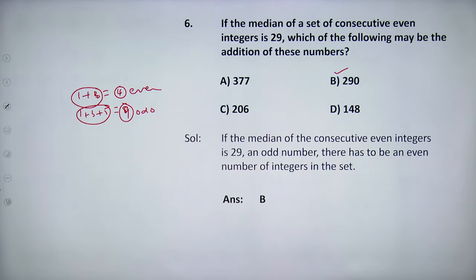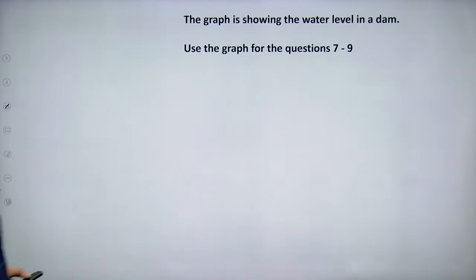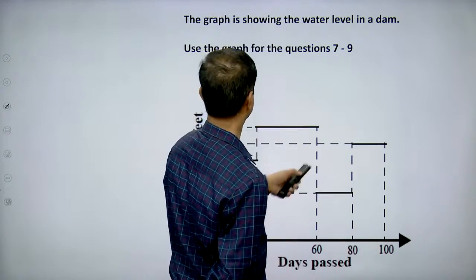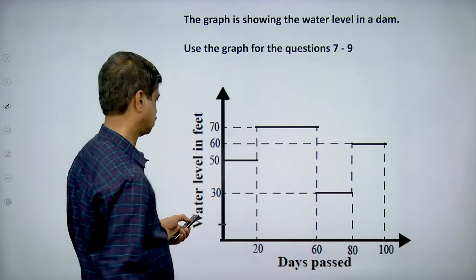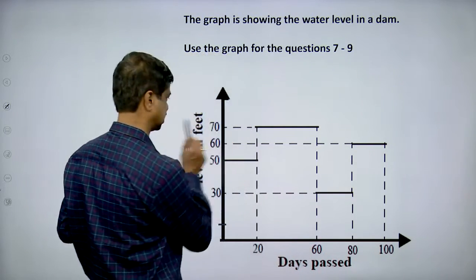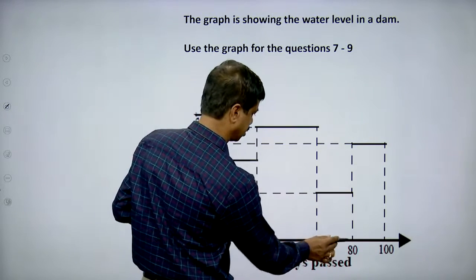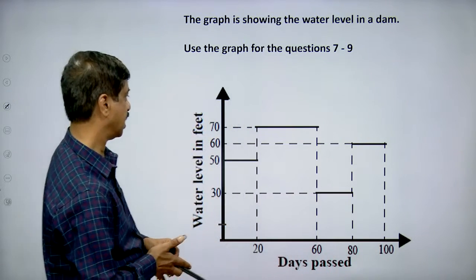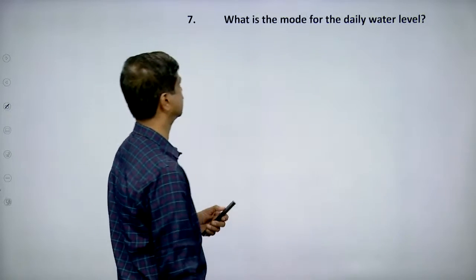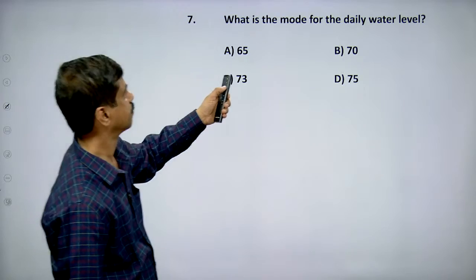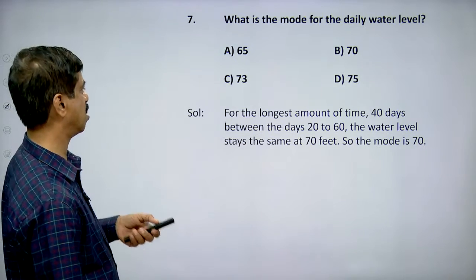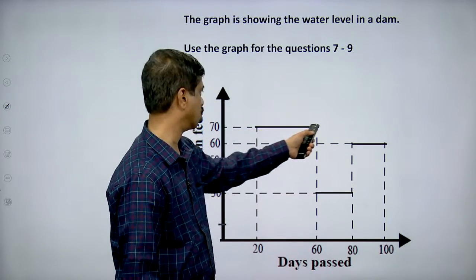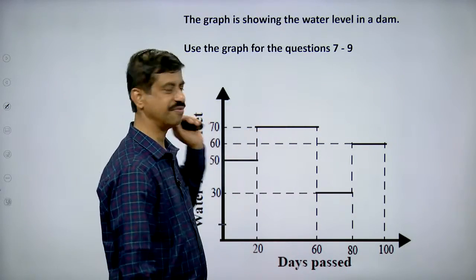Right, children? So let us go to the next question. The graph is showing the water level in a dam. Use the graph from question 7 to 9, same graph. So days passed, water levels. From 20 to 60 days, the water level is at 70 feet. From 60 to 80 days, the water level is at 30 feet. And from 80 to 100 days, the water level is at 60 feet. What is the mode of the daily water level? So what is mode, which is most repeated? From 20 to 60 days you have the highest, most repeated. So it is 70, children.